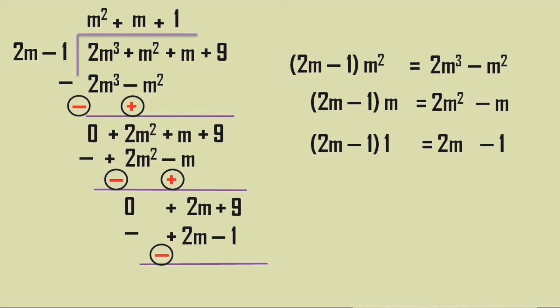Change of sign will take place. So 2m will be negative and negative 1 will be positive. As a result, bye to 2m, right? And what we have, plus 9 plus 1, and we get 10 as a remainder. In short, my quotient is m square plus m plus 1, and the remainder is positive 10.